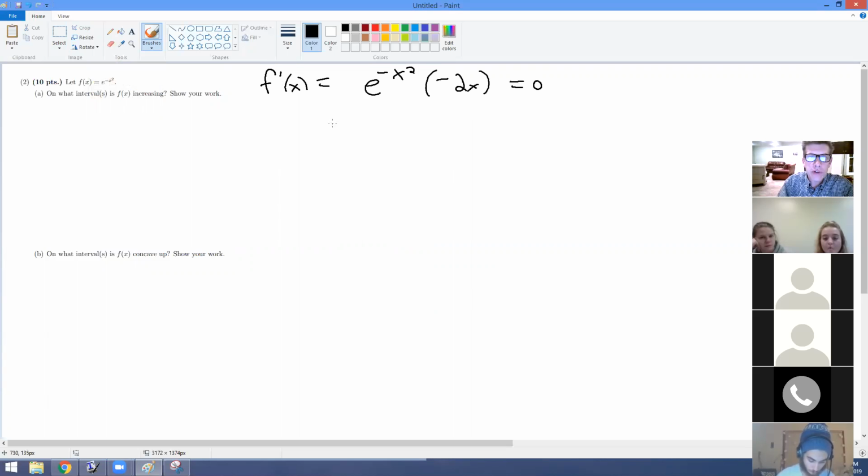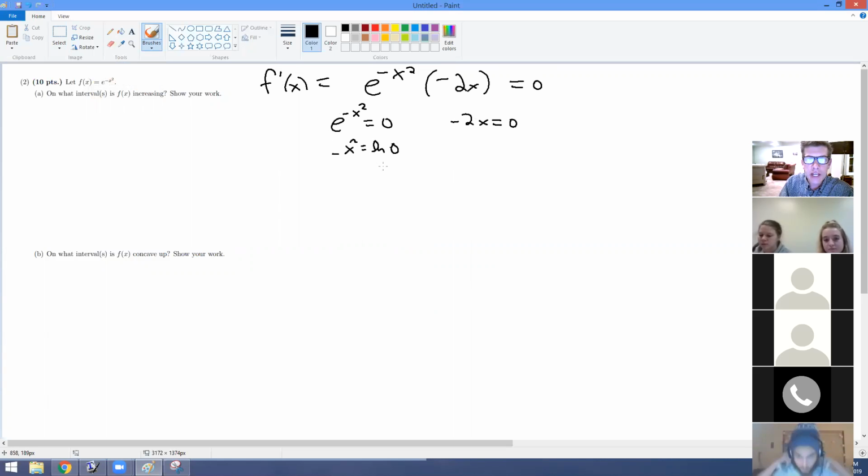And it's already factored for us, so we can break it apart into 2 equations. The negative x squared equals 0, negative 2x equals 0. Where does e to the negative 2x squared equal 0? 1. So how would you solve that? What would you do to undo the e? ln. So if we ln both sides, we get negative x squared equals ln 0.